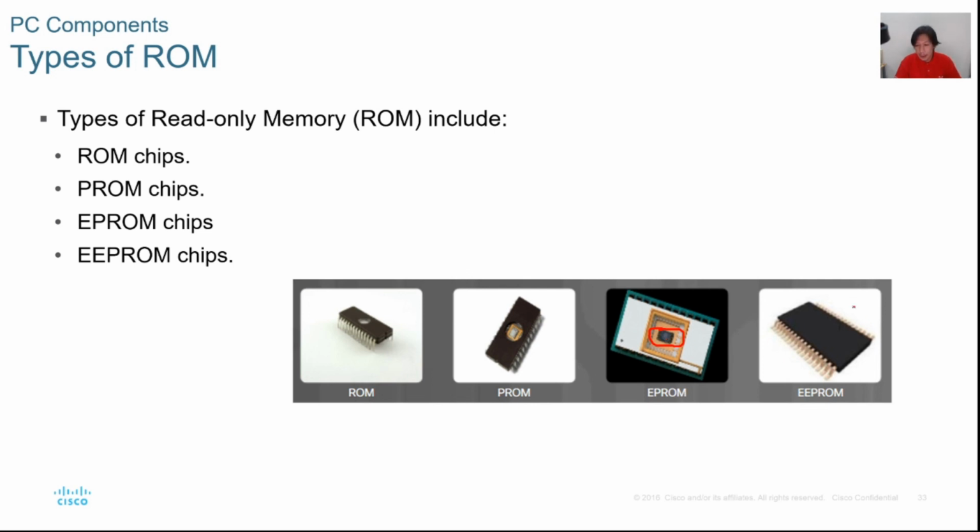Then we have the EEPROM, or electrically erasable programmable ROM. The concept is the same as this one, but how you erase is by using electricity. You supply a certain voltage level to the EEPROM so that the chip can be rewritten, or reprogrammed again.